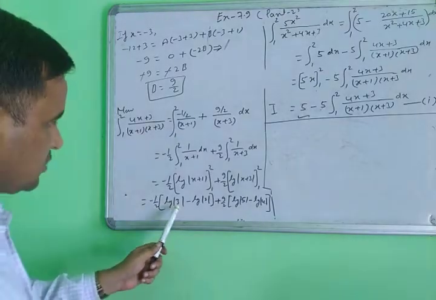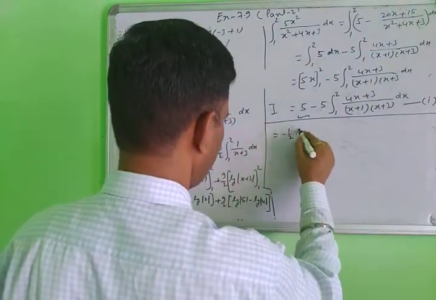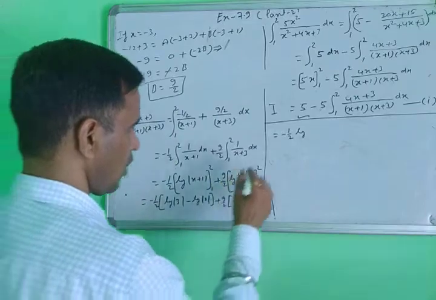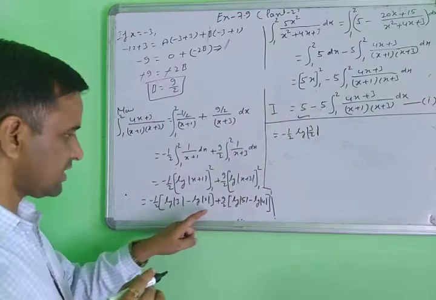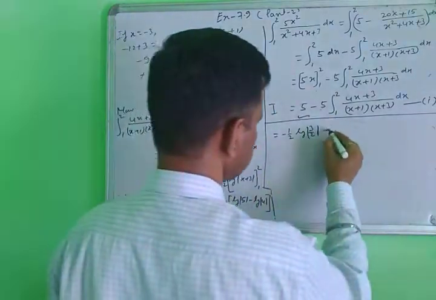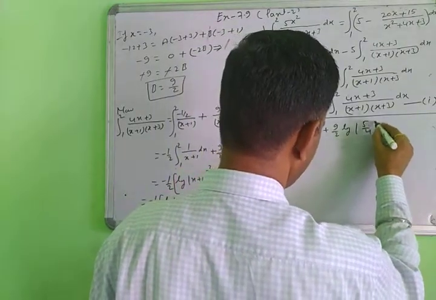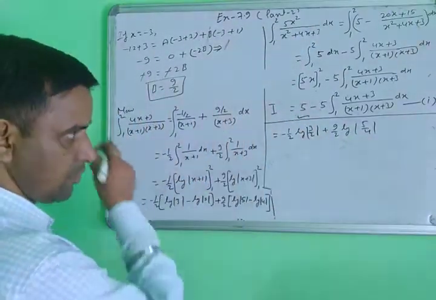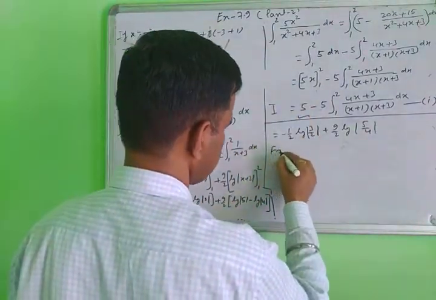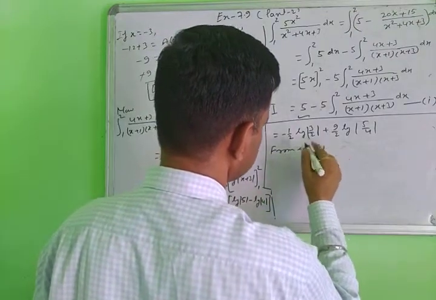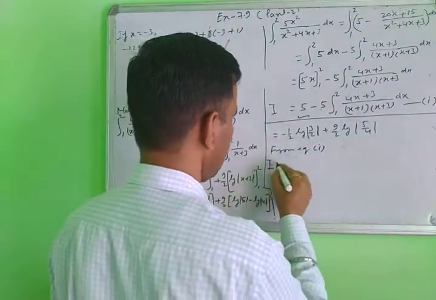Yes, students. After that, you will write this step here. Minus 1 by 2 log 3 by 2, taking log 3 by 2 here, because log m minus log n is log m upon n, and plus 9 by 2 log 5 by 4, this portion and this portion in this form. After that, you will write this portion from equation first. So this is equation first. Here I equals the final answer.